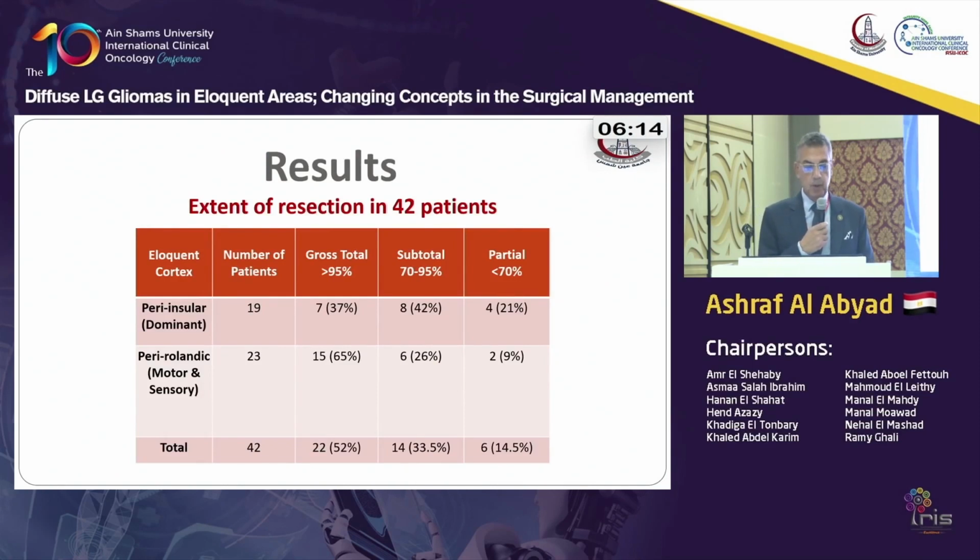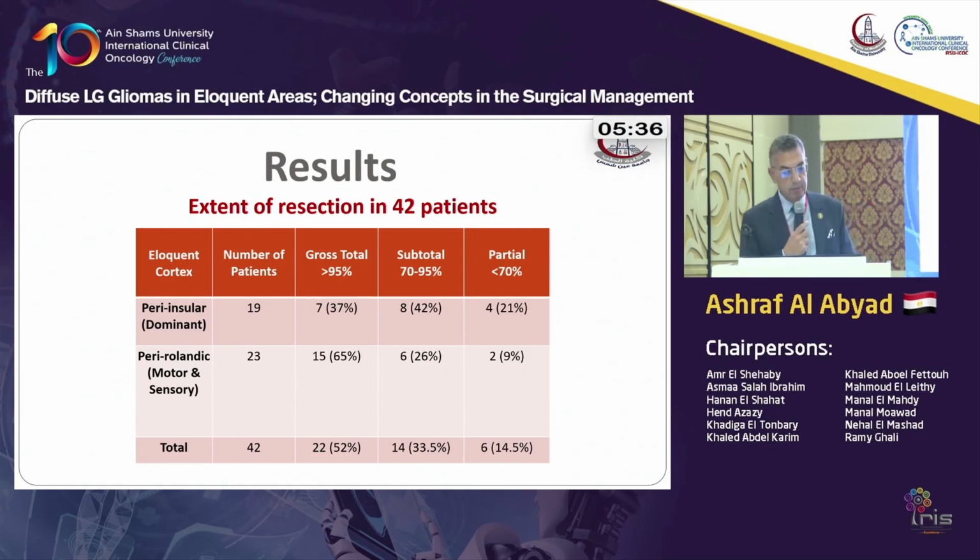Our results show that over the 42 patients, 52% underwent gross total resection, which is more than 95%. Actually, no evident tumor in the post-operative MRI. Subtotal resection was achieved in 33.5%, making the whole ratio, I mean, for gross total and subtotal about 88.5%, and only partial resection, which is less than 70% of the tumor, in about 15% only.